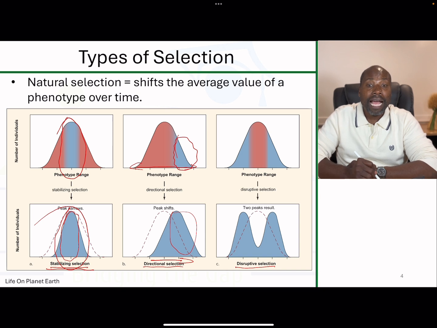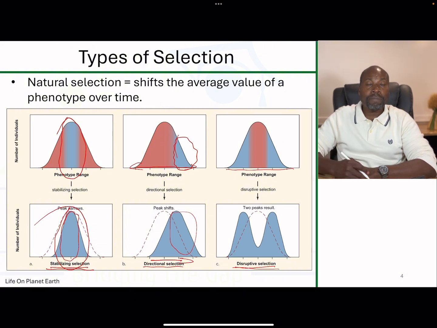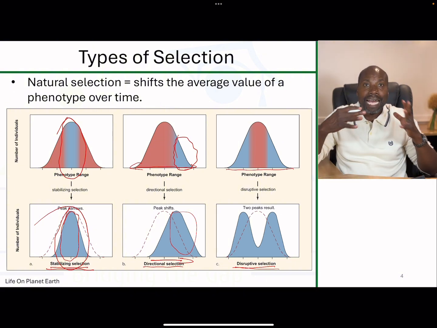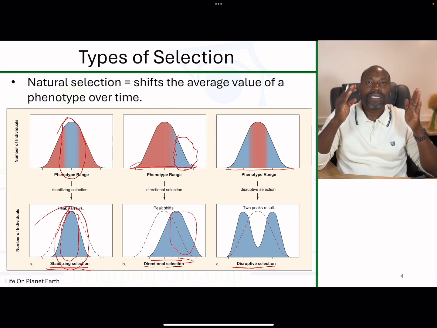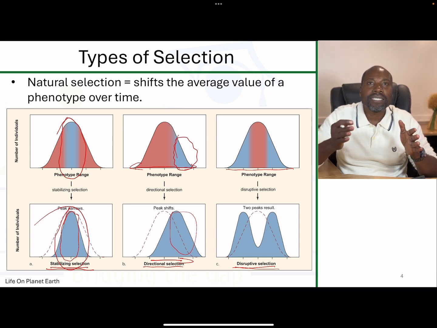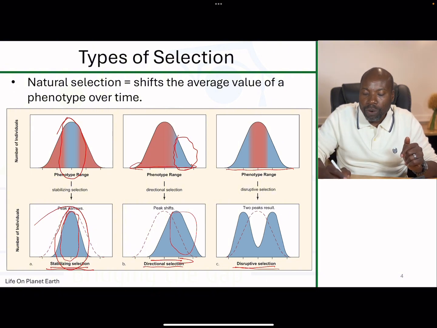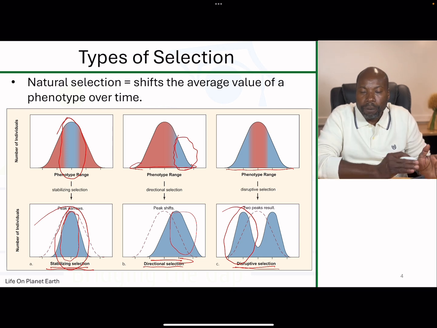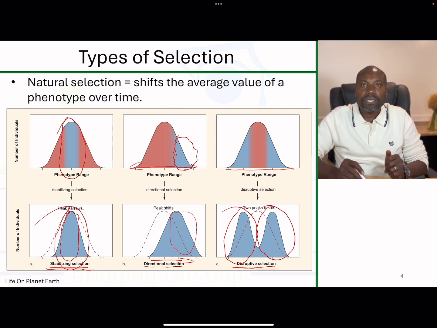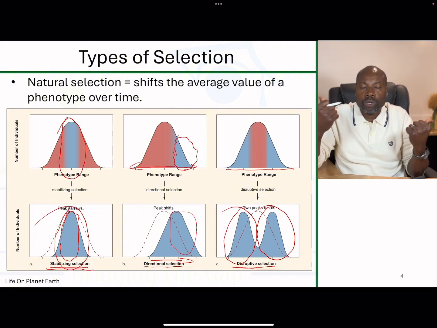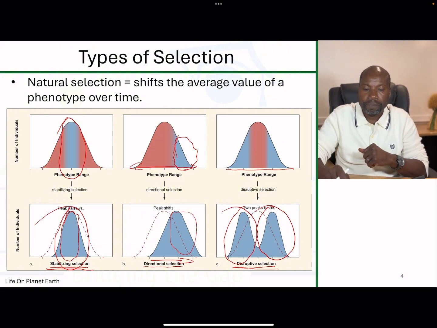And then we have disruptive selection. In disruptive selection, you have a mix of individuals with different phenotypes. And eventually, over time, we're going to notice that two phenotypes stand out. Everything else is eliminated, right? This is what we call disruptive. So you have one group forming a population here, and another group forming a population here, or now the population evolving into two separate directions, okay?